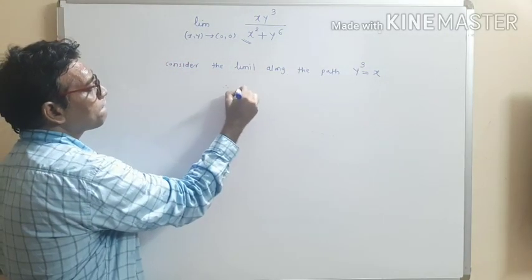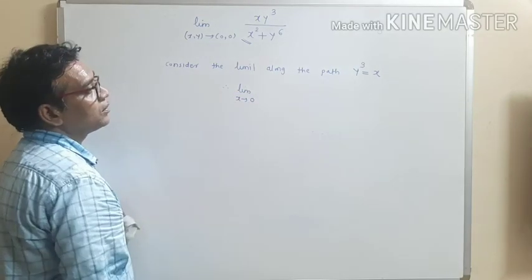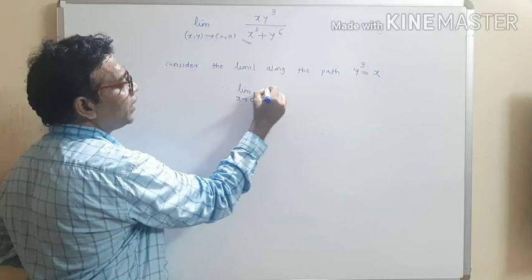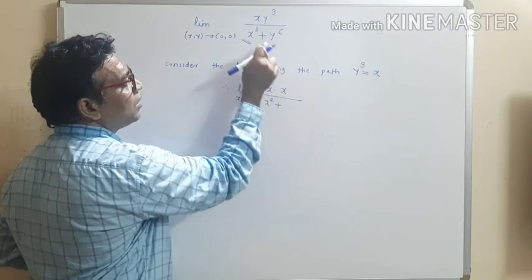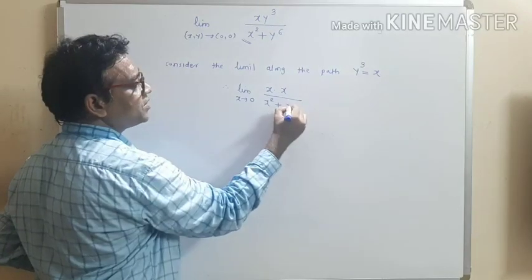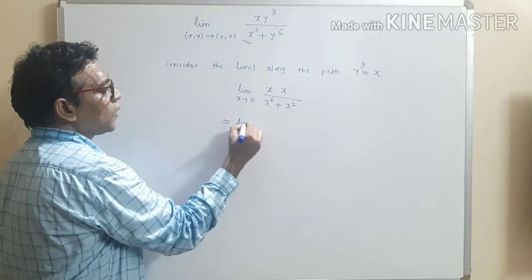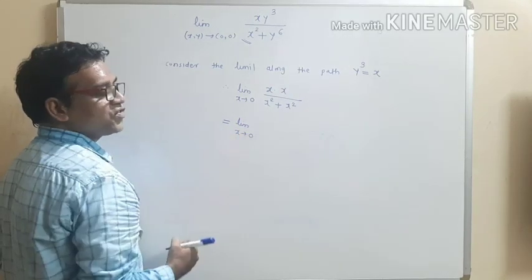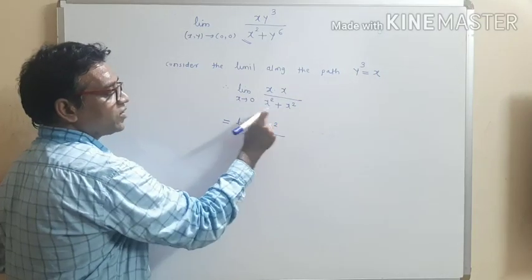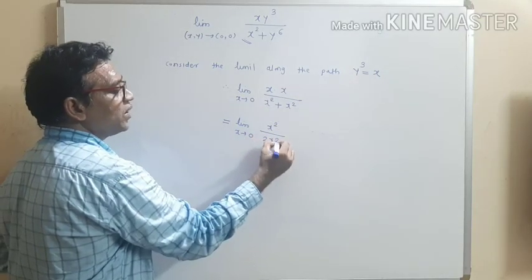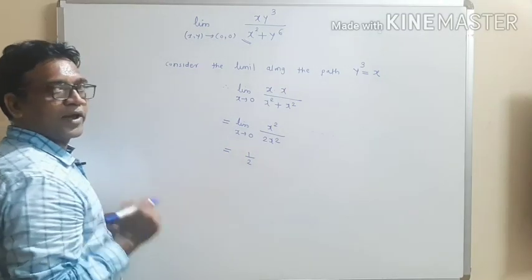So we get limit x tends to 0. Now put y cube is equal to x. So this is x into x divided by x square plus y raised to 6. y raised to 6 means it is x square. So this is equal to limit x tends to 0, x into x, it is x square plus x square, it is 2x square. So x square get cancelled. So this limit, it is 1/2 now.